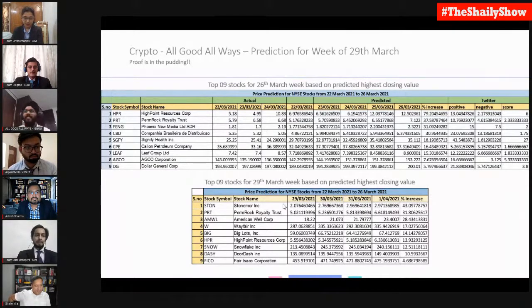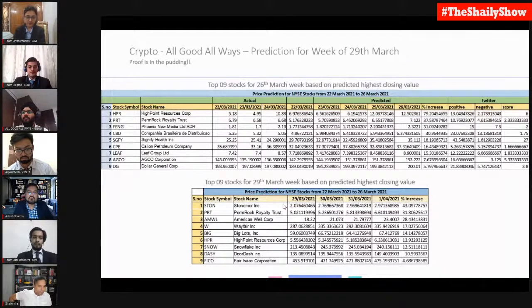Big Lots, 14%. High Point Resources, which was the highest last week, you're still saying that's going to go up 13% still, and it's already gone. You were saying that it's already 100. It's already gone up, right? 100%. Yeah. 13%, whatever the prediction was, right? Yeah. So you're matching the prediction.